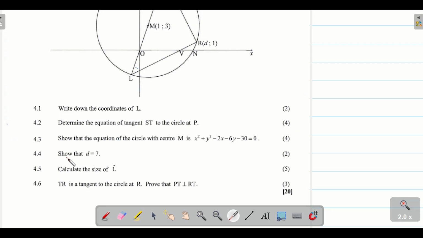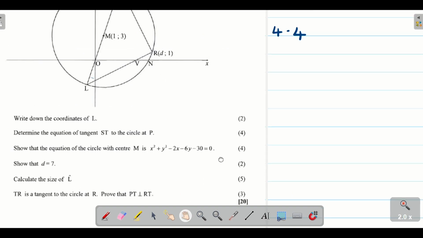4.4 says, show that D is equal to 7. So D is the x-coordinate of point R. So they want us to find it and show that it is 7. So how can we do it? This equation, we're going to use it by substituting 1. So we can end up solving for D, the x value of R.